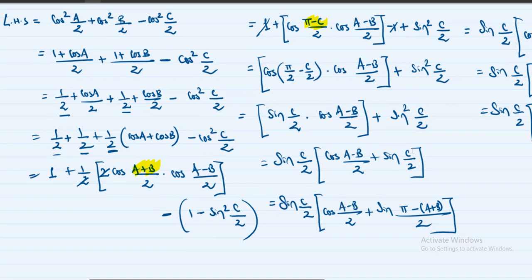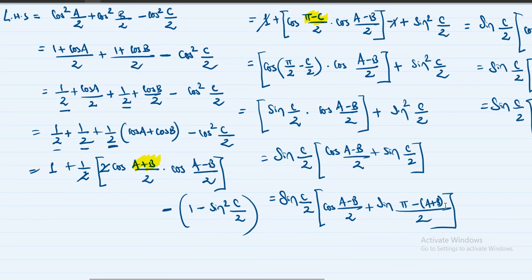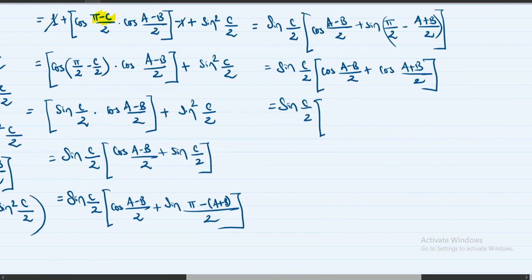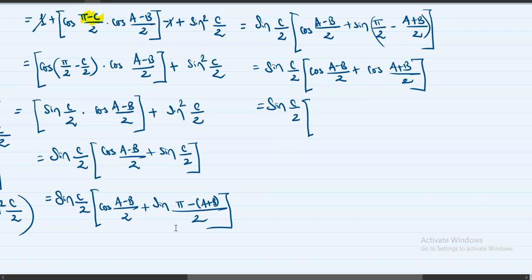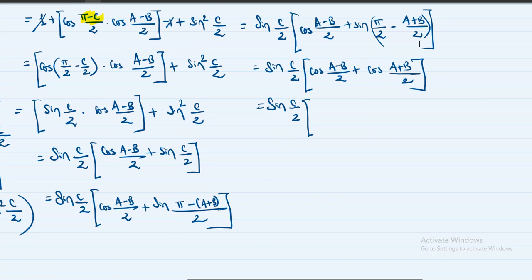Now in place of this C, we have pi minus (A plus B) by 2. So we have sine of pi by 2 minus (A plus B) by 2. Sine 90 minus theta is cos theta. So cos of (A plus B) by 2. Now I had made a video up to this part only, so let me complete it.